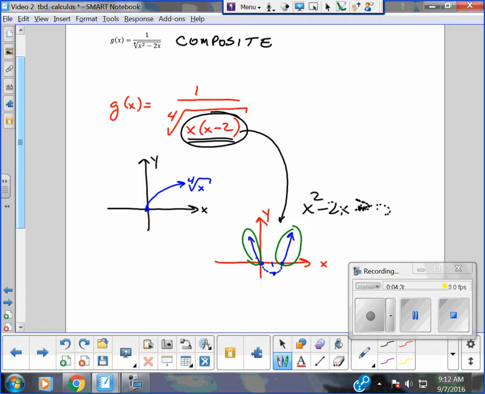Well, the output of x squared minus 2x, the range of it that's greater than 0, is negative infinity to 0, not including, and 2 to infinity, not including. And when you plug those values in, you'll have a positive number to the 4th root, which will have an output. So that becomes the domain.